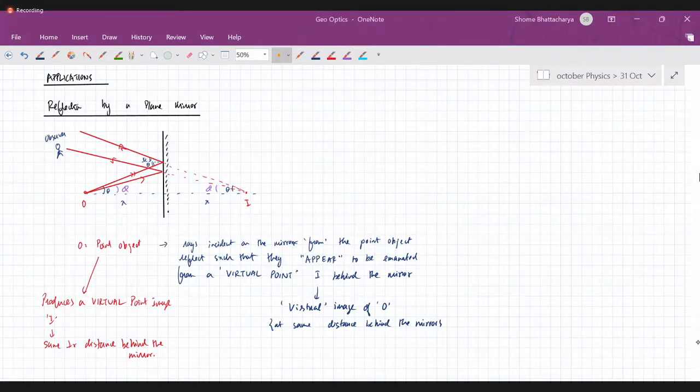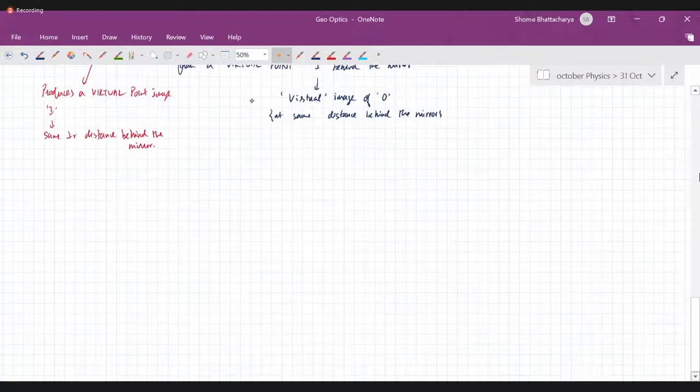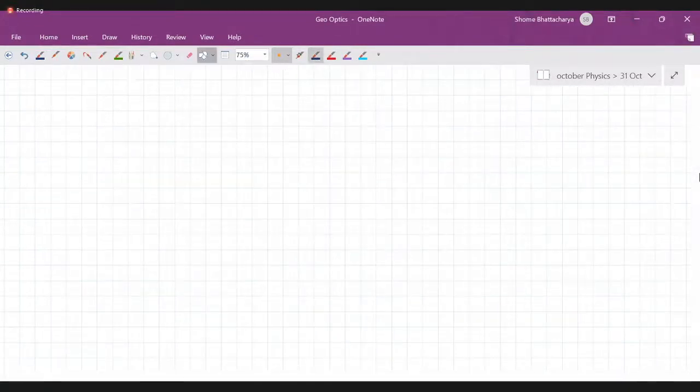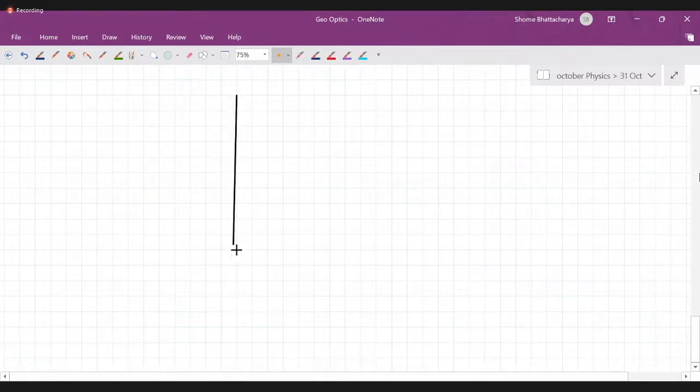Okay, so once we understand this situation, we can see that reflection by a plane mirror works the same for any extended object. This was a point object. Now, suppose we have any extended object. The image becomes an extended image.